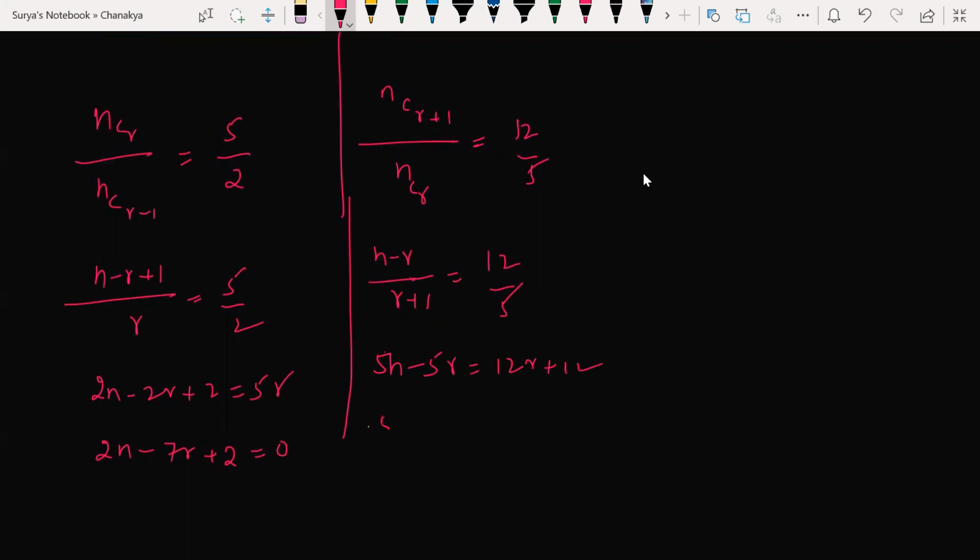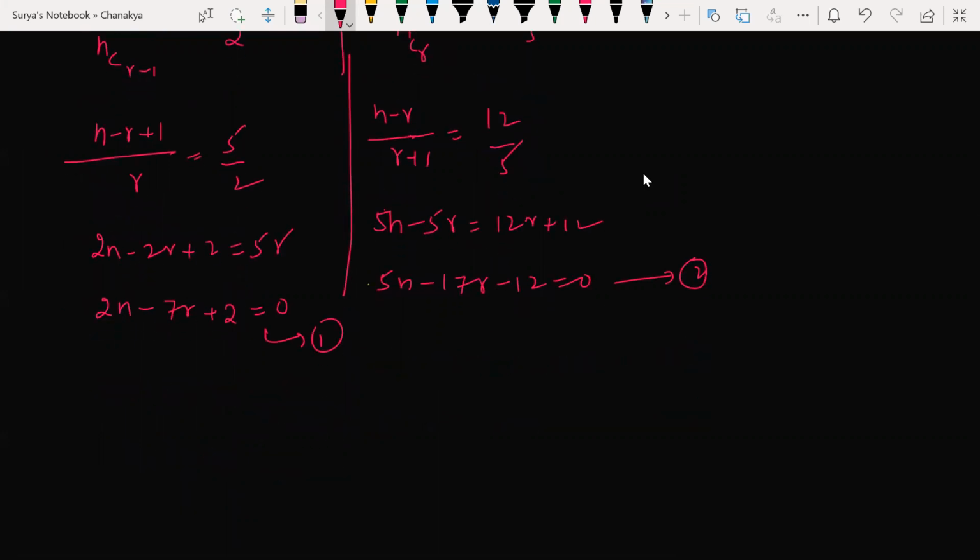12r plus 12. So 5n minus 17r minus 12 is equal to 0. This is the second equation, this is the first equation. Solve 1 and 2, you will get the n value. Okay, beta, what will you be getting now? I'll multiply the first equation with 5: 5 into (2n minus 7r plus 2) is equal to 0. So 10n minus 35r plus 10 is equal to 0.